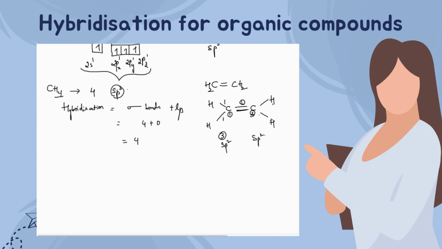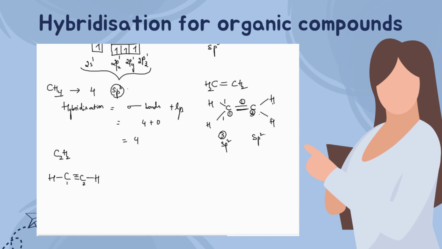Similarly, if you look at ethyne or acetylene, the formula is C2H2. If we expand, we get a triple bond between the two carbons and a single bond with hydrogen. Look at each carbon separately, first and second. The triple bond together is considered a single entity and the single bond is considered one entity. So 1 plus 1 is 2. So the hybridization at the first carbon is sp. Similarly, the second carbon also has sp hybridization.